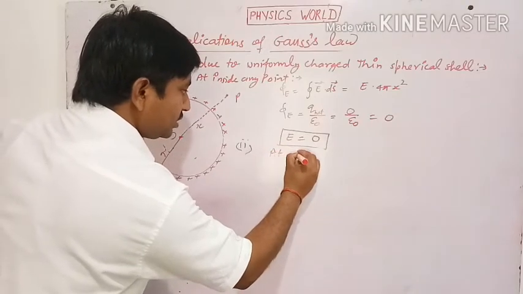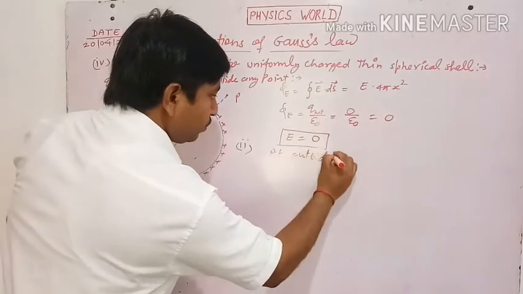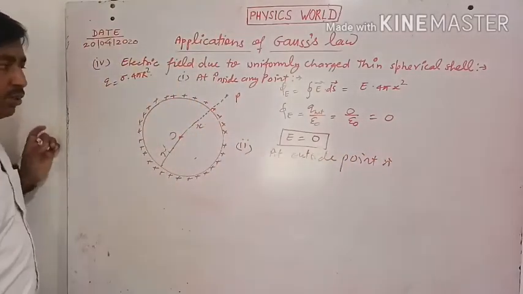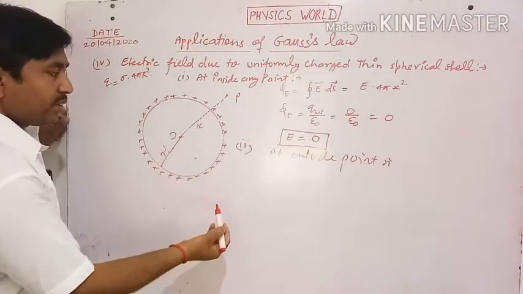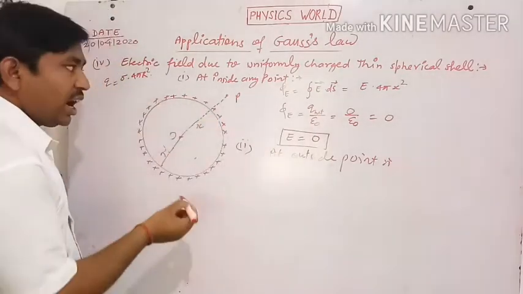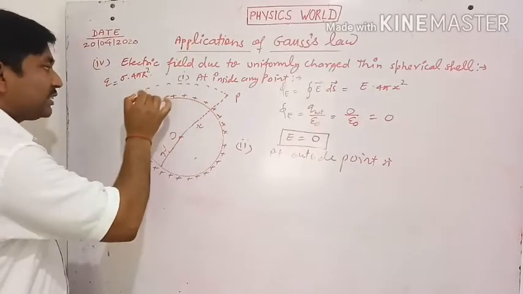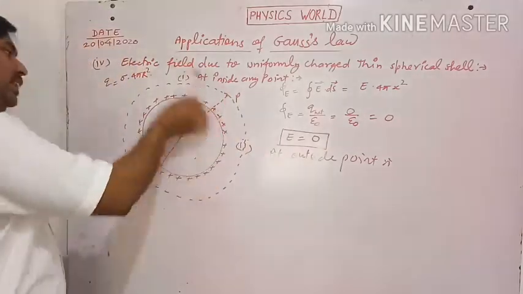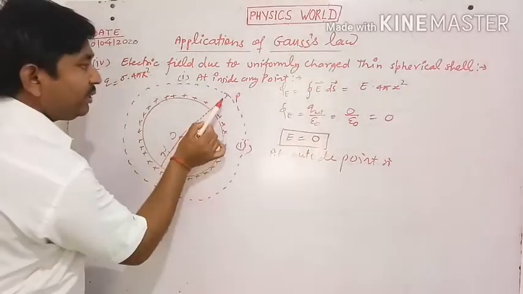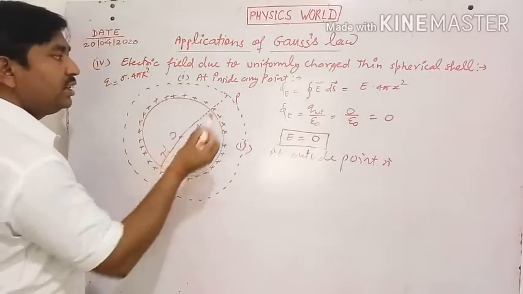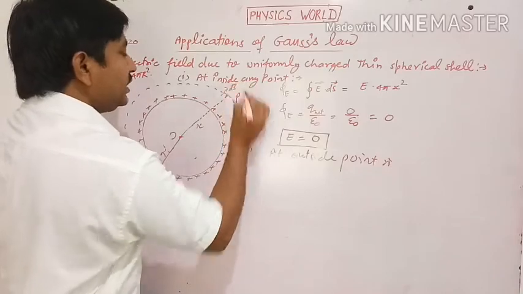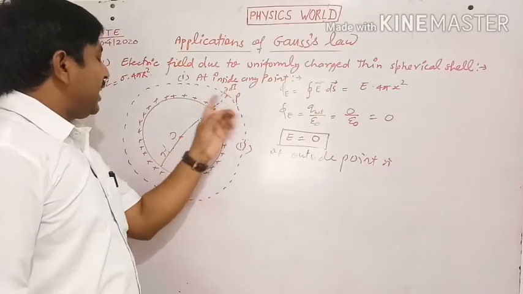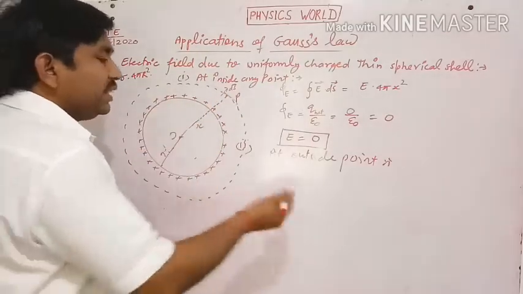at the outside point, how will the total electric field at this point be calculated? If we draw a Gaussian surface which encloses this spherical shell, and if we consider a small area element ds at this point, then the value of the electric field at this small area element due to this thin spherical shell is E.